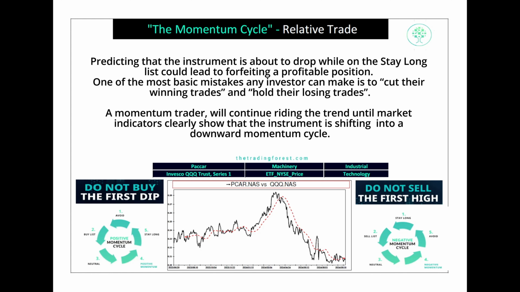Predicting that the instrument is about to drop while on the stay long list could lead to forfeiting a profitable position. One of the most basic mistakes any investor can make is to cut their winning trades and hold their losing trades. A momentum trader will continue riding the trend until market indicators clearly show that the instrument is shifting into a downward momentum cycle.